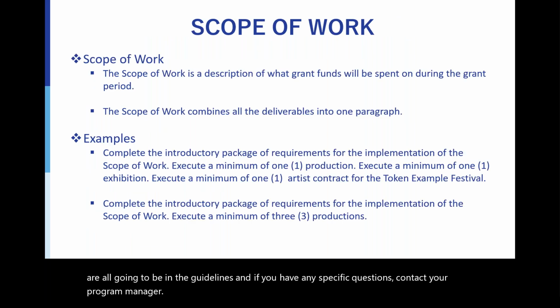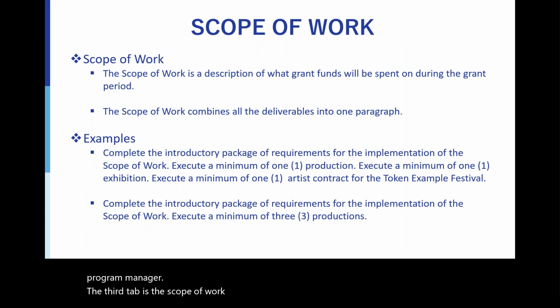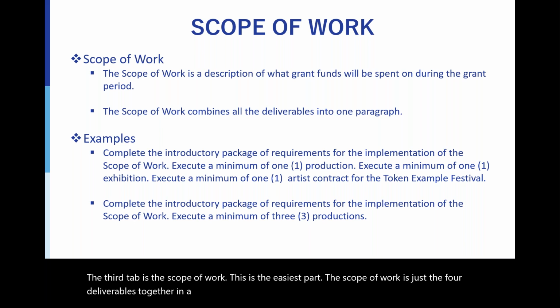The third tab is the scope of work. This is the easiest part. The scope of work is just the 4 deliverables together in a paragraph. If the deliverables are all different, just copy and paste them. If they're the same, you can condense them like here.